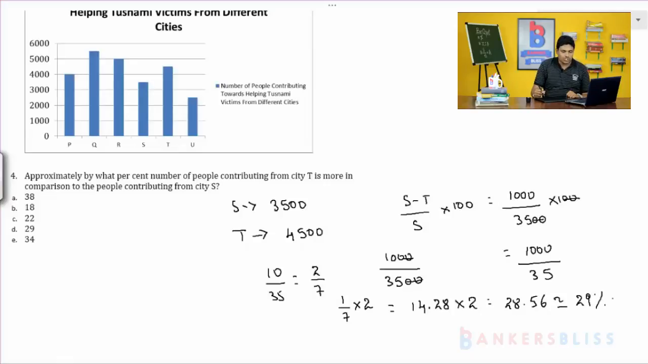See how much time you can save if you adopt the new method. So you got 10 by 35. Once you solve 10 by 35, you are going to end up with 2 by 7. 2 by 7 can be represented in the form of 1 by 7 into 2. The value of 1 by 7 is 14.28 percent. If you multiply it by 2, you are going to end up with 28.56, very near to 29. Therefore, option D is the right answer for problem number 4.